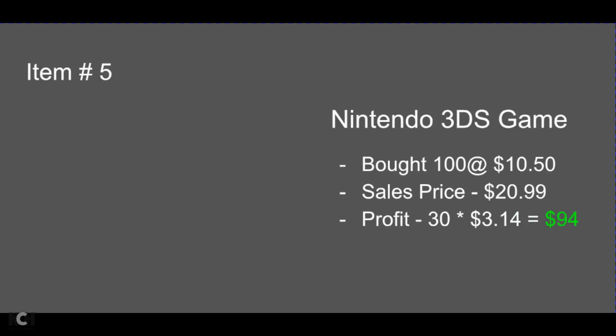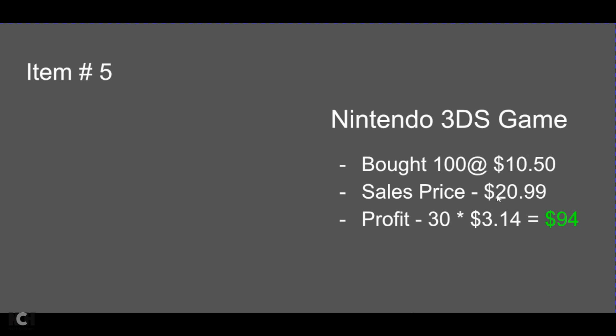And the last item that I sold in January was a Nintendo 3DS game. Unfortunately, I can't show you the game again because I'm still selling it. But I bought 100 units back in December for $10.50. And the sales price was anywhere from $21 to $24.